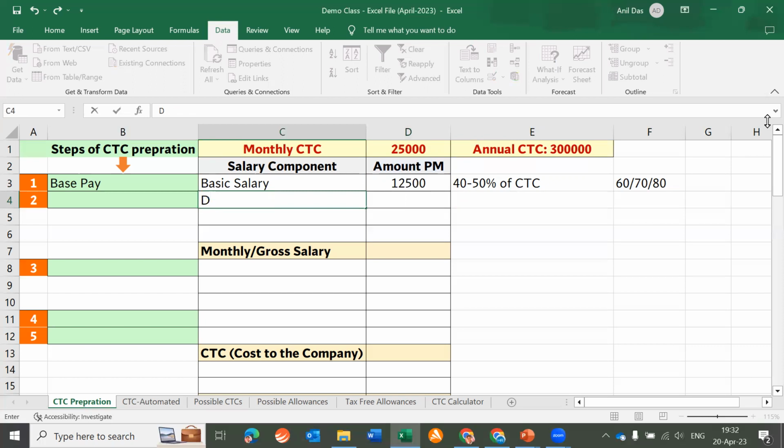I also spoke about DA. DA is something which is optional in nature. You will not find DA in private organizations. So we are ignoring this. And we are done with the first step. We have decided basic salary for this person. Second was allowances.